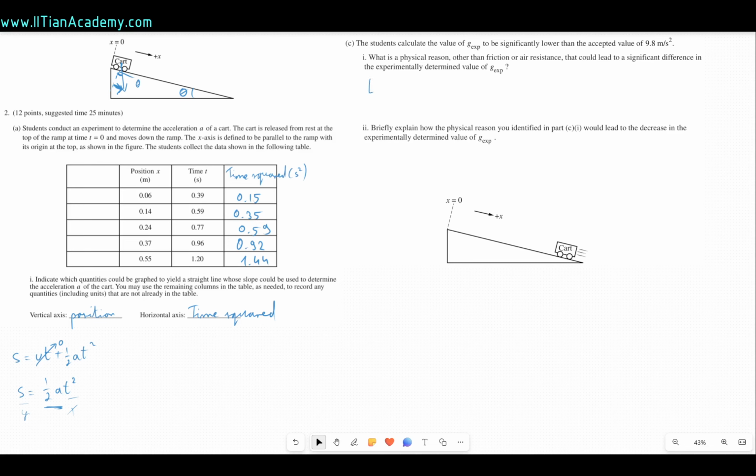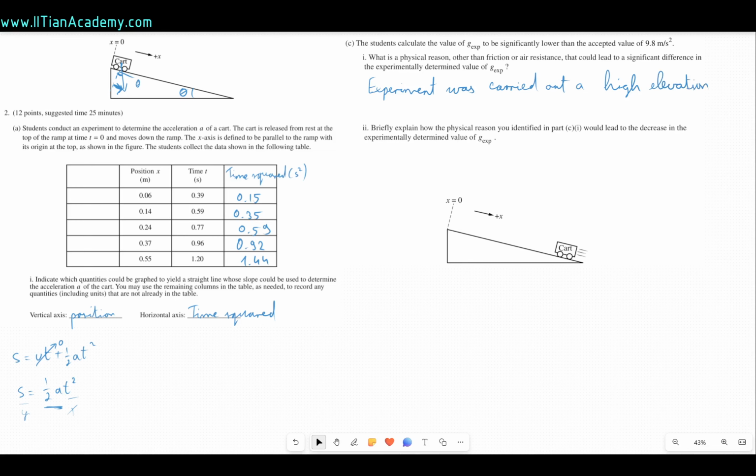So, for example, we can say that the experiment was carried out at a high elevation.